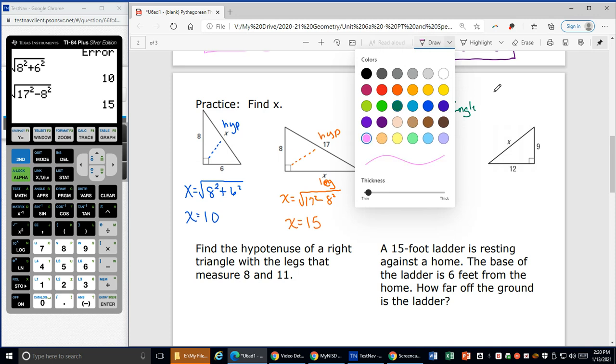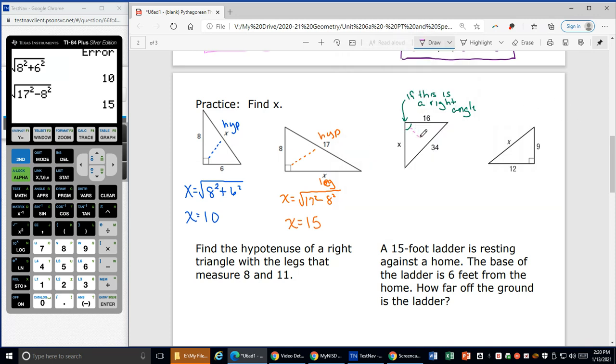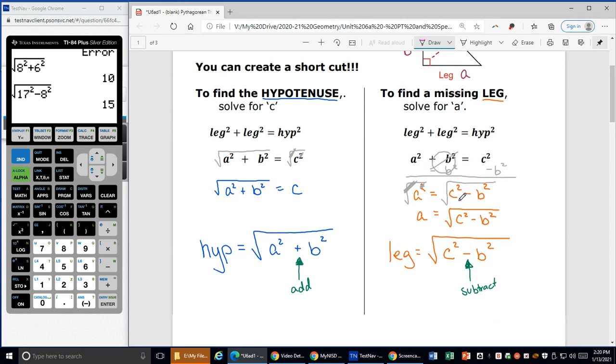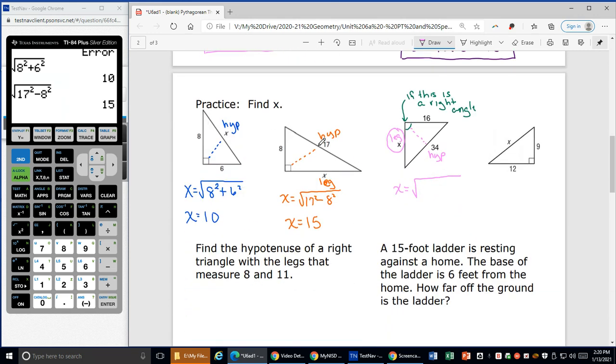Now that I've talked about that, because it's important that you have a right angle, if that's a right angle, then 34 is my hypotenuse, which means I'm looking for a leg. My x value is a leg, which means in my square root, I'm going to subtract. My two numbers are 16 and 34. The biggest one has to go in first. Oops, I almost put 16. 34 has to go first. 34 squared, don't forget to square it, and then my other one is 16 squared.